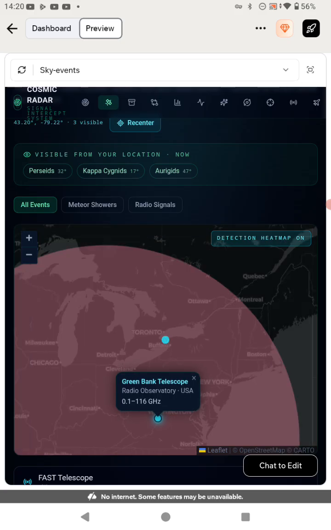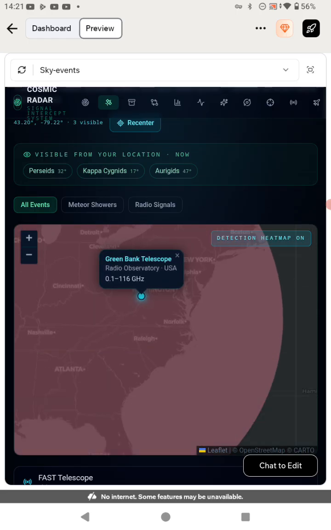Okay, so right there we got the Green Bank Telescope Radio Observatory, USA, from 0.01 to 116 gigahertz. Now, I have found out that I can tap into these radio telescopes from different observatories around the world. So I am going to update this, and in the final release you'll be able to look through the observatory telescopes.